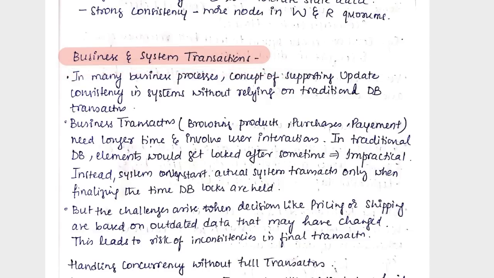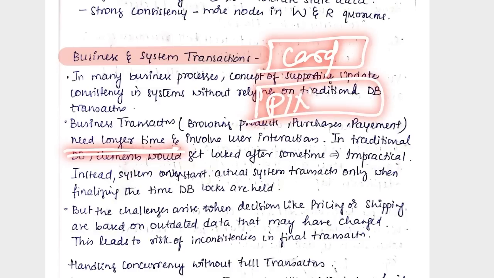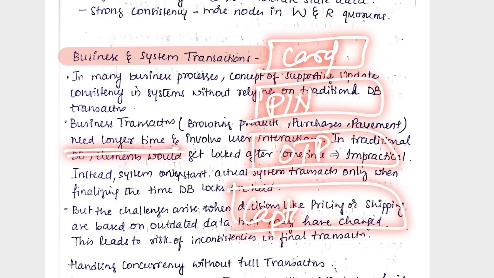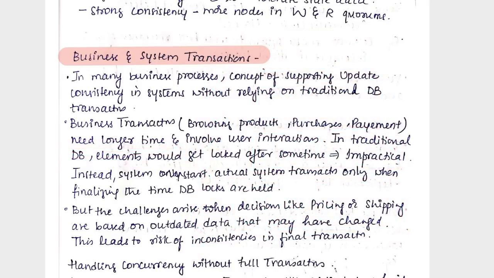That is, when we are speaking from the business perspective, of business processes, the concept of supporting update consistencies in the systems without relying on traditional database concepts is very important. Business transactions like browsing products, purchases, payment transactions need more time, because here firstly you enter your card number, then you have to enter the PIN, then there will be an OTP, then there could be a captcha to verify, and all these operations take more time compared to normal transactions.